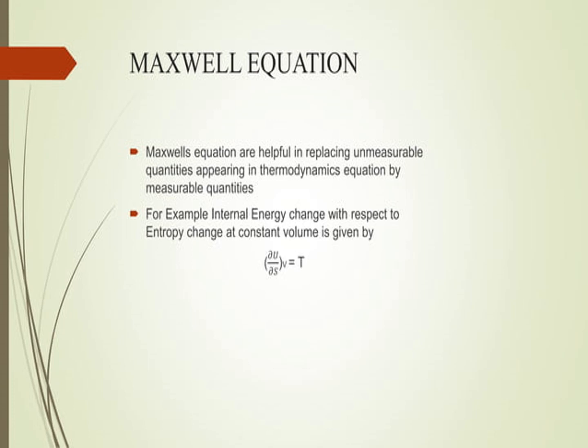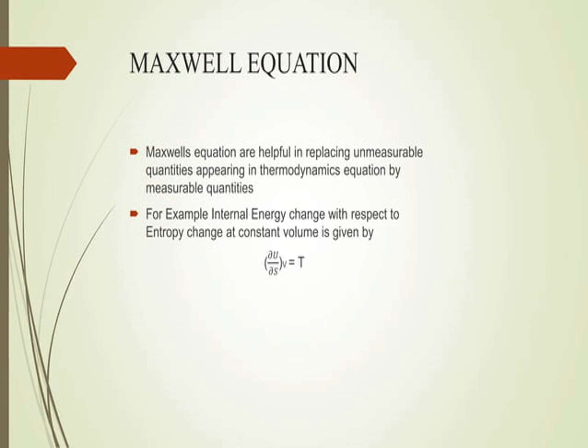So what is the Maxwell equation? Maxwell equations are helpful in replacing unmeasurable quantities appearing in thermodynamic equations by measurable quantities. So using these relations, the partial derivatives of entropy with respect to pressure and volume are expressed in terms of measurable derivatives exactly. So it is easily identifiable and has physical meaning for the four Maxwell equations.